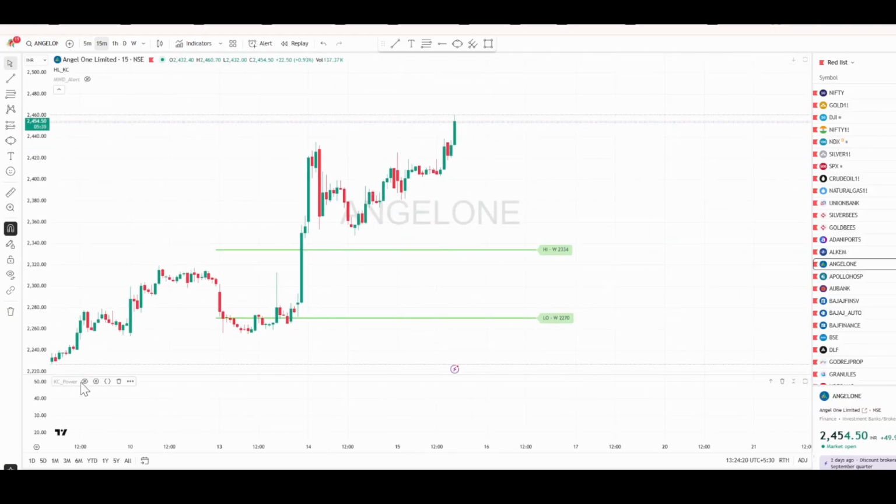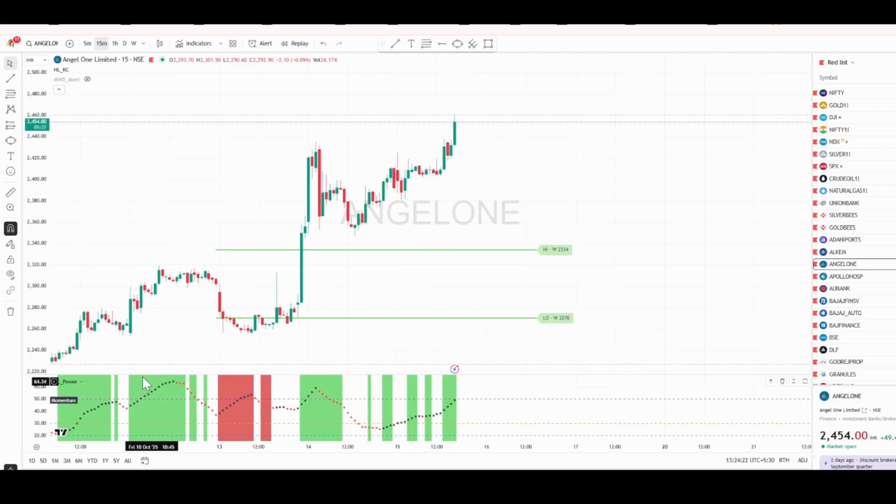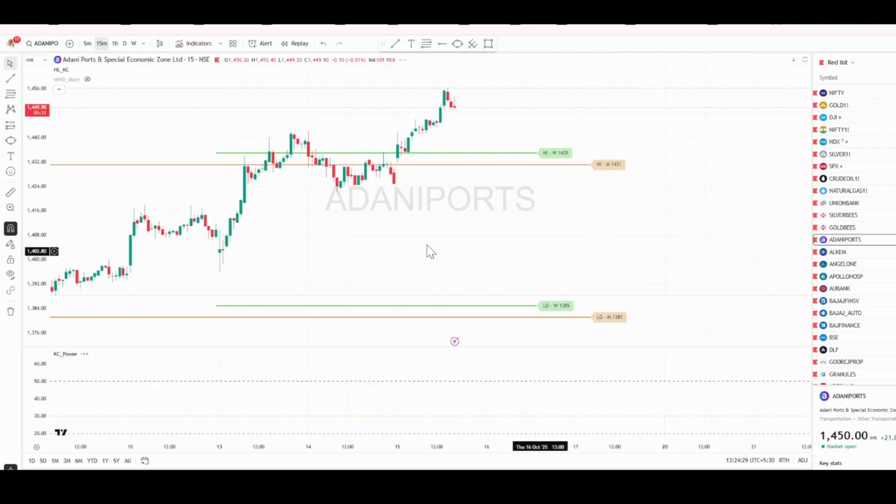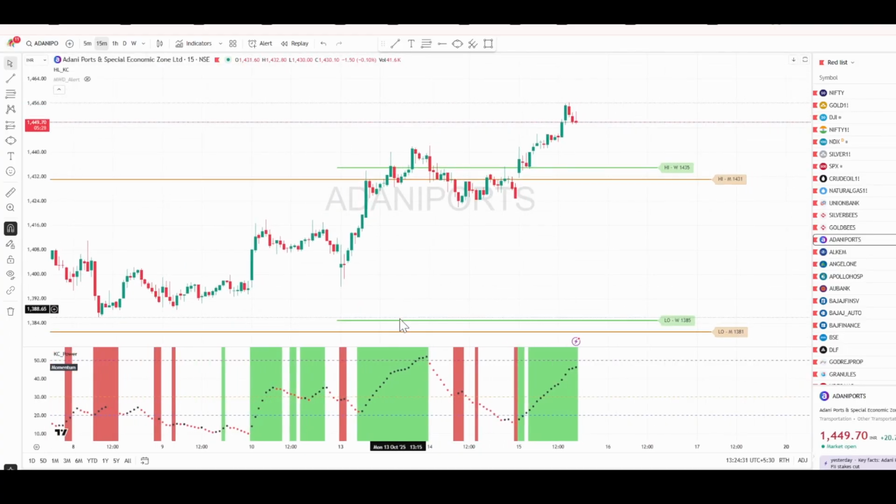Now let me enable the momentum part. We'll go back to Adani Ports. My question is, yesterday, was it able to sustain or not? Here you see yesterday the price crossed and closed here. That's exactly it, and then the momentum is not there.